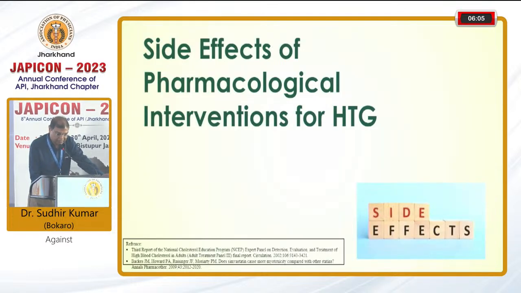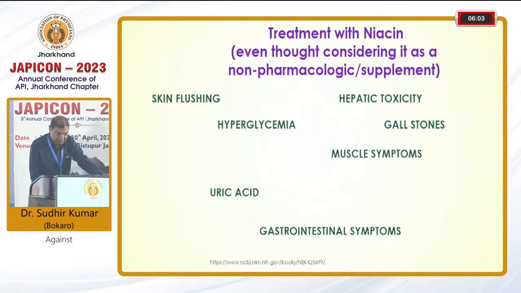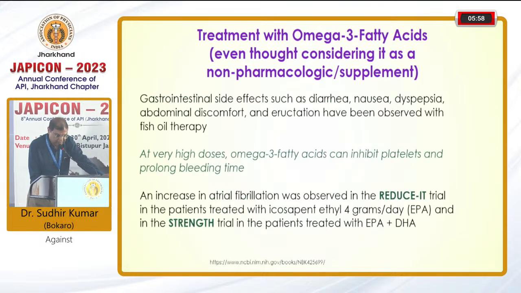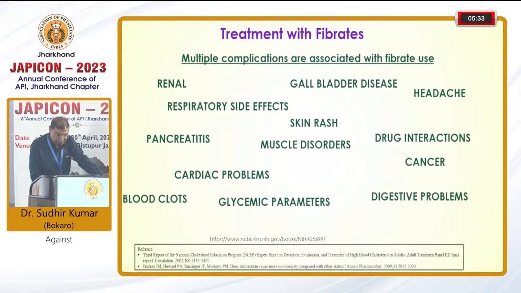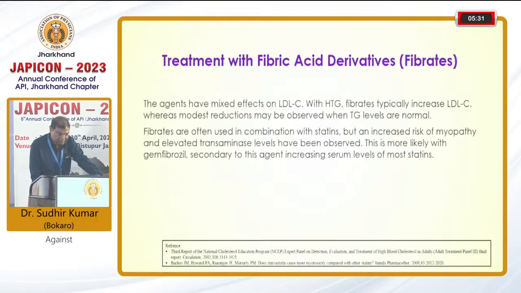So, pharmacological interventions and side effects. There are many side effects even with niacin and omega-3 fatty acids. Although these are considered supplements, there are GI side effects such as diarrhea, nausea, etc. And fibrates are used as an adjunct to dietary modifications in the management of TG. With fibrates, there are many complications.